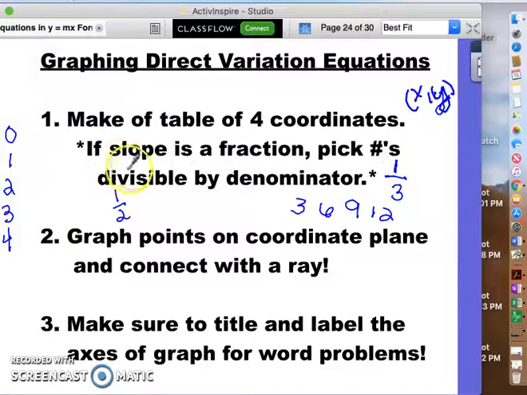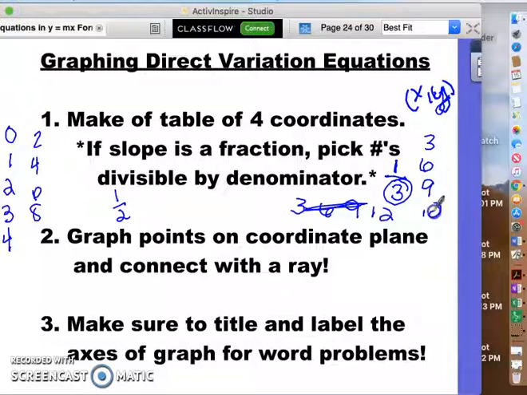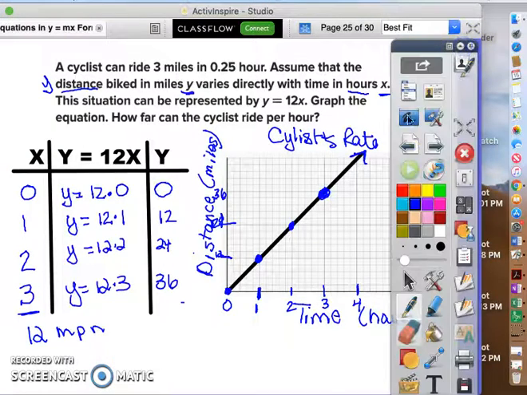If the m or the slope is a fraction, you're going to pick numbers that can be divisible by the denominator. So if I have a denominator of 2, I would pick numbers like 2, 4, 6, 8. If I have a denominator of 3, I would pick numbers like 3, 6, 9. These can all be divided by 3. Okay, then you're going to graph the points on the coordinate plane and connect it with a ray. Make sure to title and label the axis of the graph for the word problems. And that's usually honestly what I do. First, I label right away.